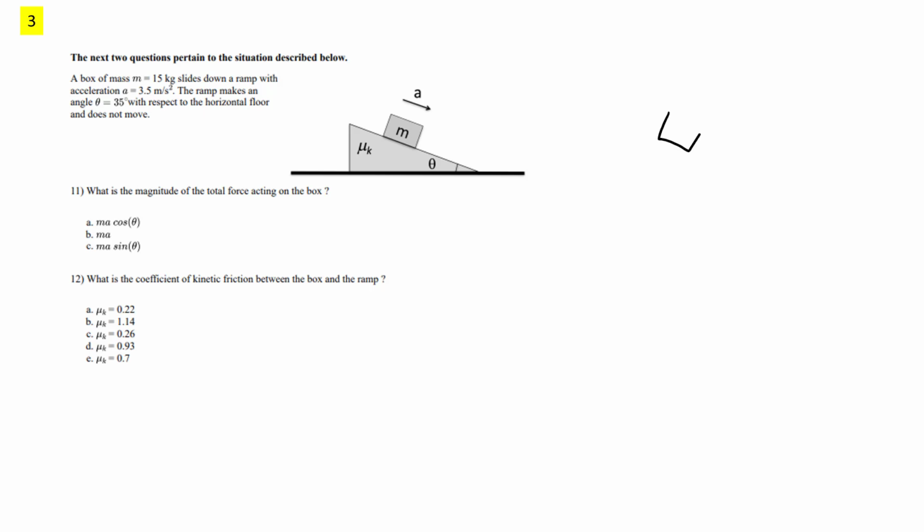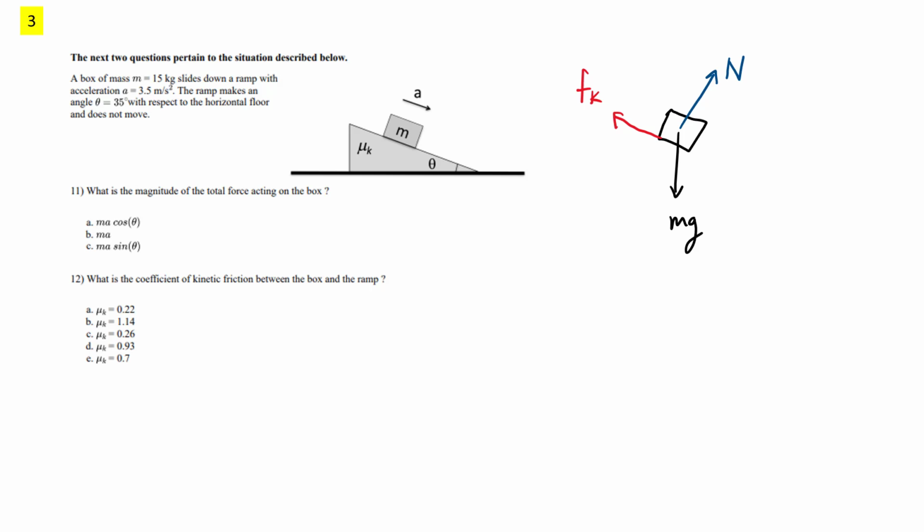Again, we're looking at forces acting on the box. We have different choices here: ma cos theta, ma, and ma sine theta. Well, again, these are the forces acting on the box. We have mg like this. We have the normal force, which is perpendicular to the ramp. And we may have some friction acting on that. So if it slides down, we may have some kinetic friction here, which I'll just call Fk.